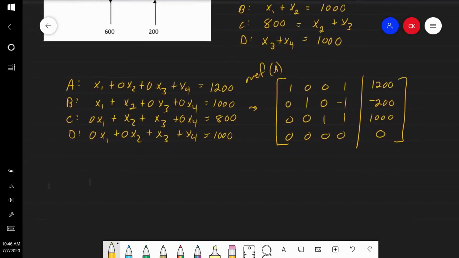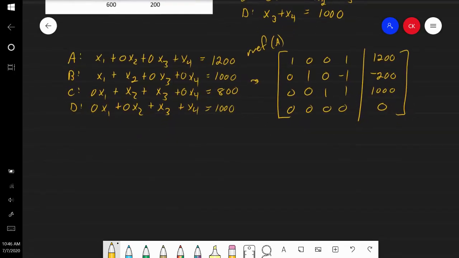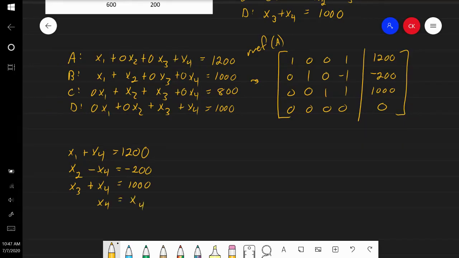And then we would go ahead and translate that back into some equations that make sense for us. And we would have the following: x1 plus x4 equals 1200. And it's just coincidence that that happens to be the same equation as we started with. So that's from row 1. Row 2, we have that x2 minus x4 equals negative 200. Row 3 says x3 plus x4 equals 1000. And you'll note that there's no leading 1 in the x4 column. We have that row of all zeros, so that's our free or independent variable.